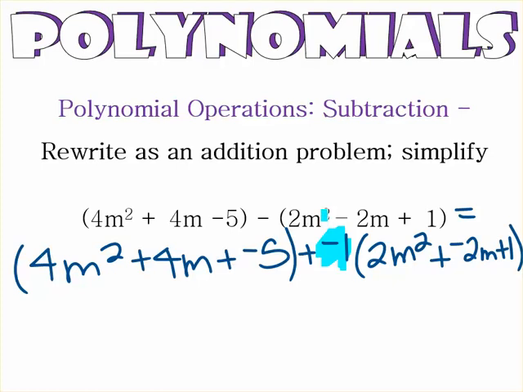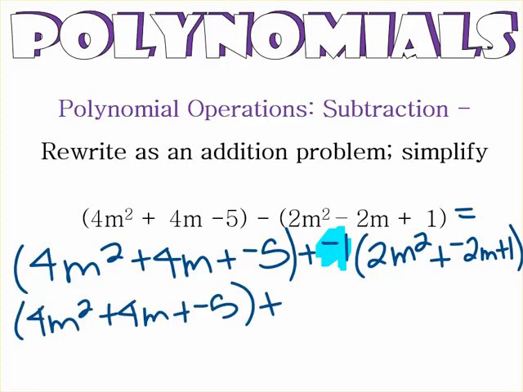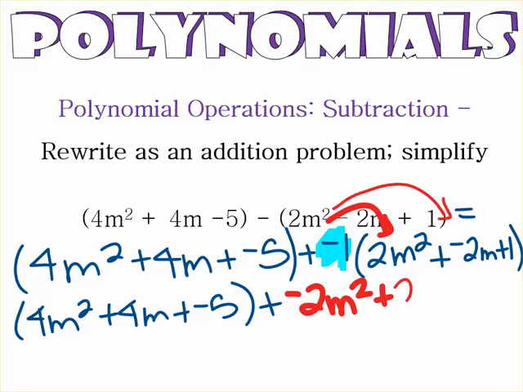Now I'm going to distribute that negative 1 into that second polynomial. My first polynomial doesn't change at all. So now I'm going to distribute that negative 1. So negative 1 times 2m squared is negative 2m squared, plus negative 1 times negative 2m becomes positive 2m, plus negative 1 times positive 1 is negative 1.